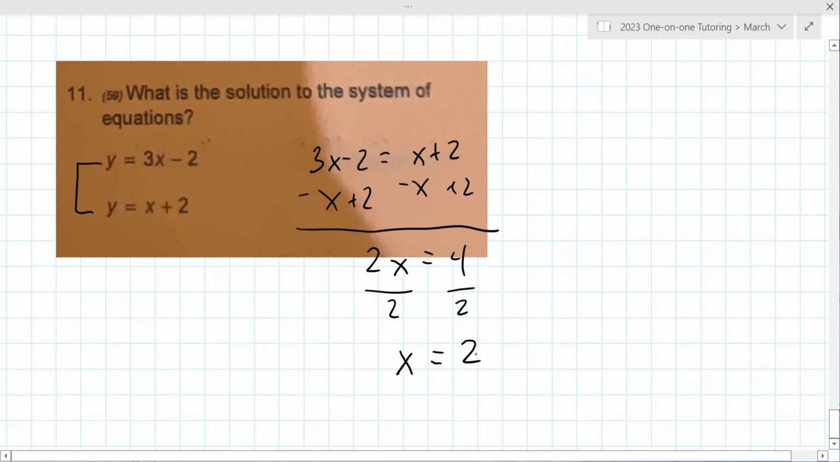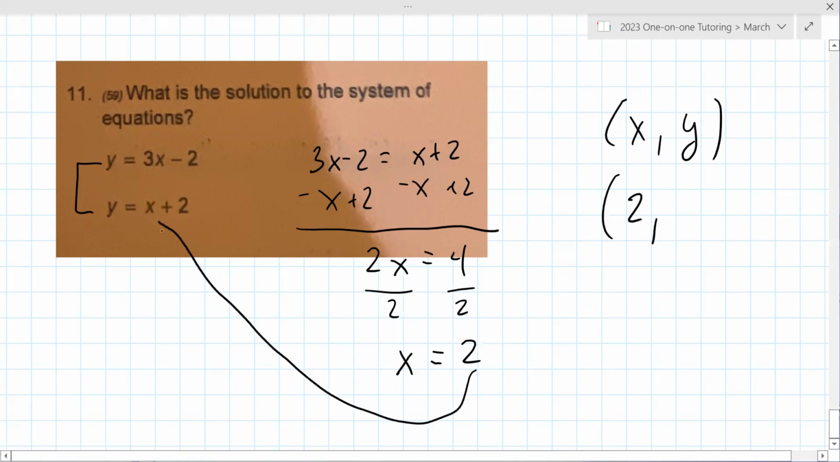But that's only one of the solutions. You have to get both x and y. You can't just give me one of them. That's 50%. To find y, you go back to one equation or the other. Your choice. We can go back to the first one. 2 plus 2 is 4.